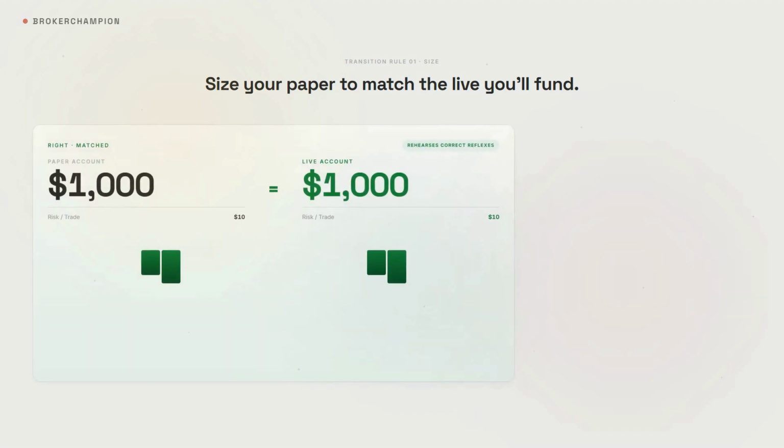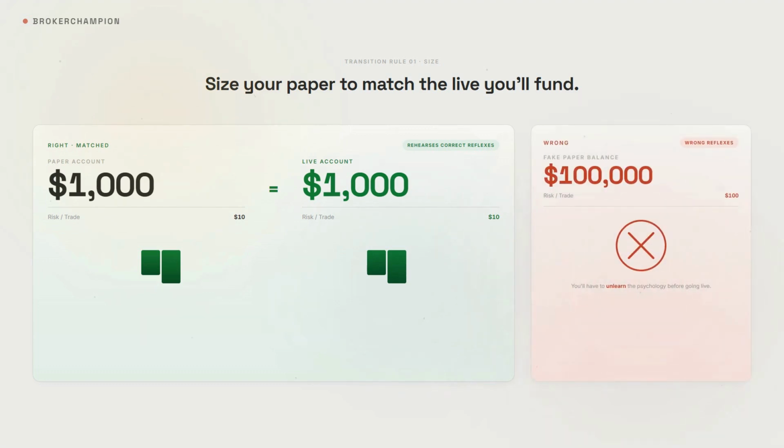So the transition rule. Size your paper account to match the live account you'll fund. If you're going live with $1,000 risking 10 per trade, your paper trade risks 10, not 100 on a fake 100 grand balance. That rehearses the wrong psychology and you'll have to unlearn it.